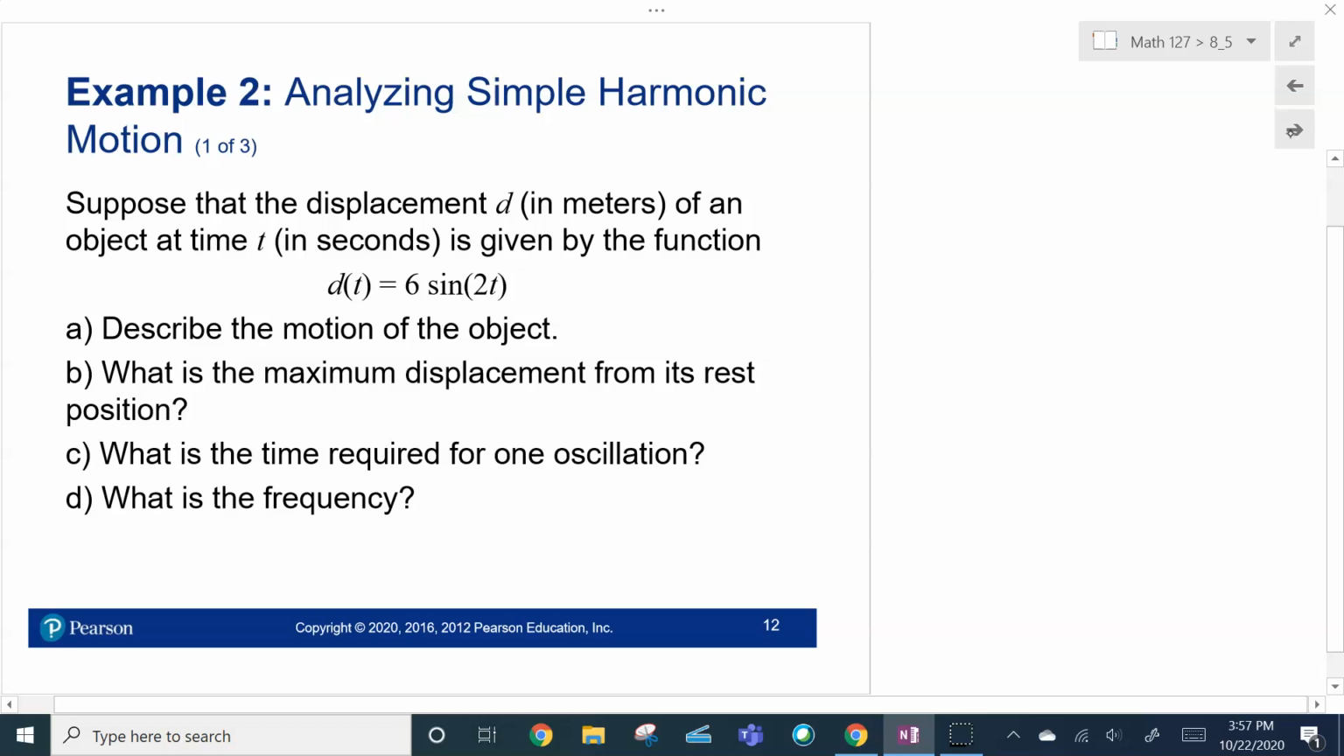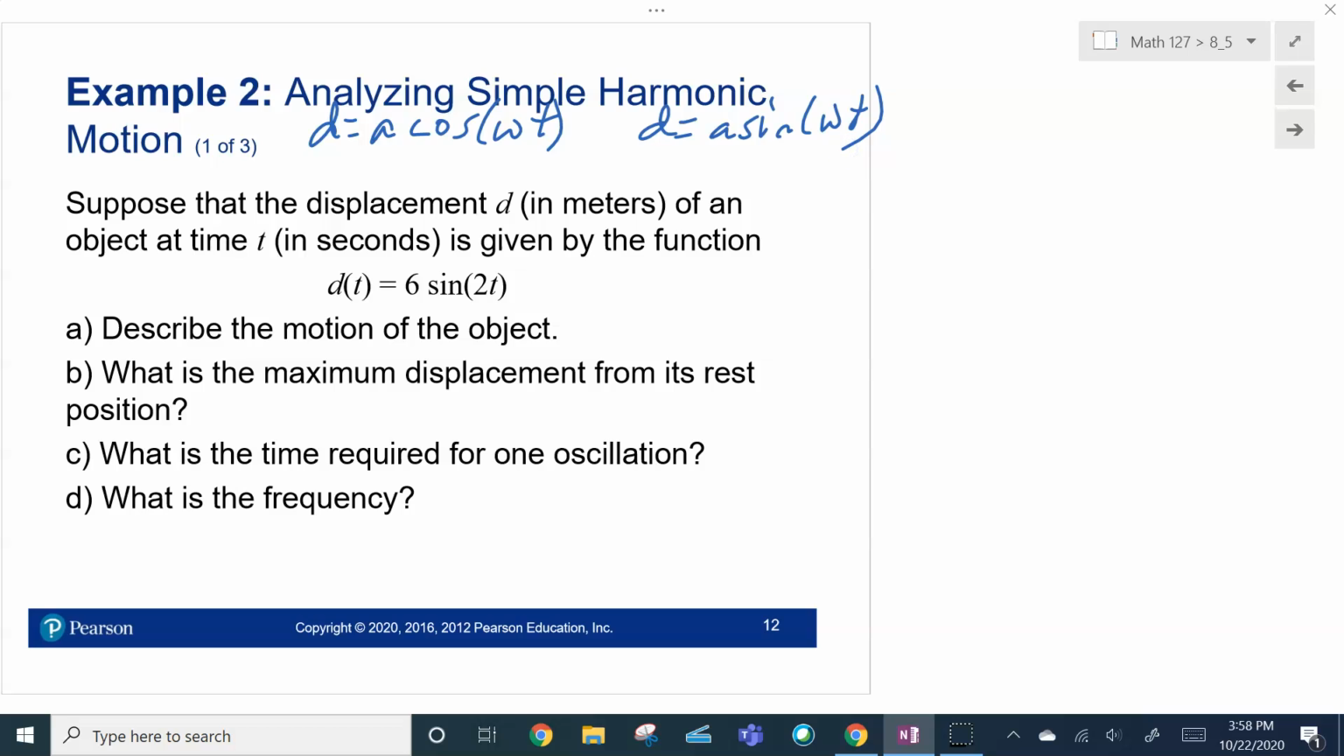All right, second example here. Suppose the displacement of an object is given by this function, so we're given a model here. Describe the motion of the object. Well, if it follows d of t equals a cosine omega t form, or d of t equals a sine omega t, either of those two models, we know the motion of the object is simple harmonic motion.